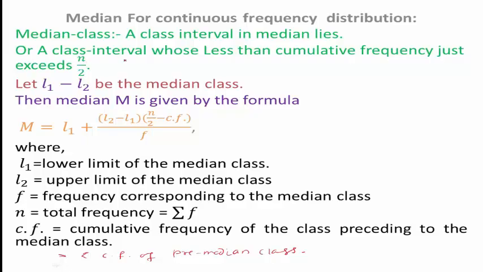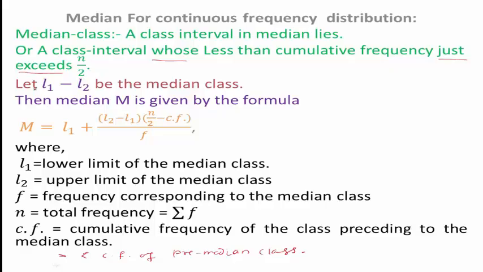So a class interval whose less than cumulative frequency just exceeds n by 2 is the median class. In that class the median lies, because the median is the central observation. The central observation only depends on n. If n is odd, then it is the (n plus 1) by 2 th observation. If n is even, then we have two middle observations, n by 2 and (n plus 2) by 2, and we take the average of these two middle observations.